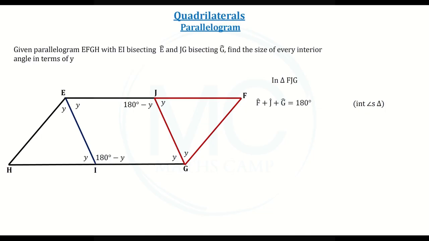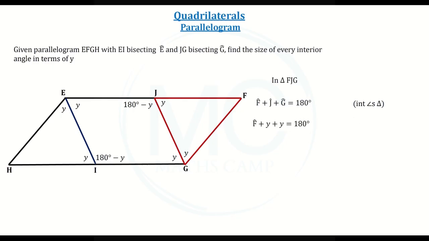Now, we don't know the size of angle F. This is the value we're trying to find, but we already know that angle J is y and angle G is y. So we can say angle F plus, we know that J is y, so we say plus y for angle G is equal to 180 degrees.